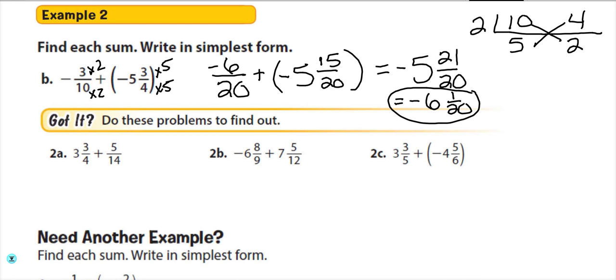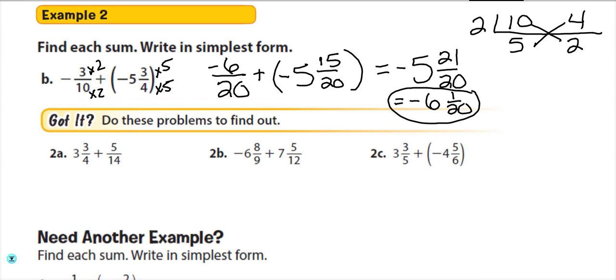All right. So if you need to rewind and watch that again, go ahead and do so. And if you think you've got it, go ahead and try the got it questions. If not, watch me on one more and then take it from there for 2B and C on your own. And you can go ahead and get another example if you want. All right, let's take a look at 2A.